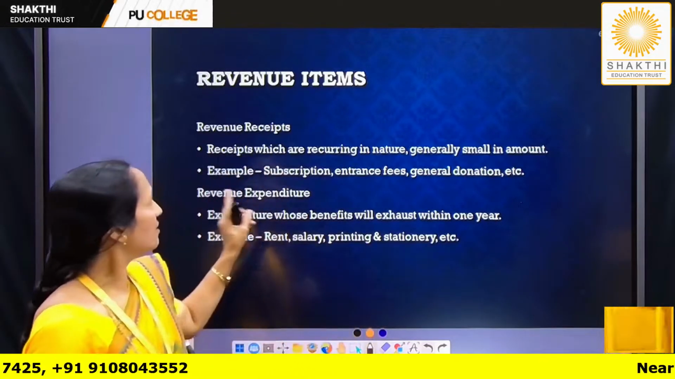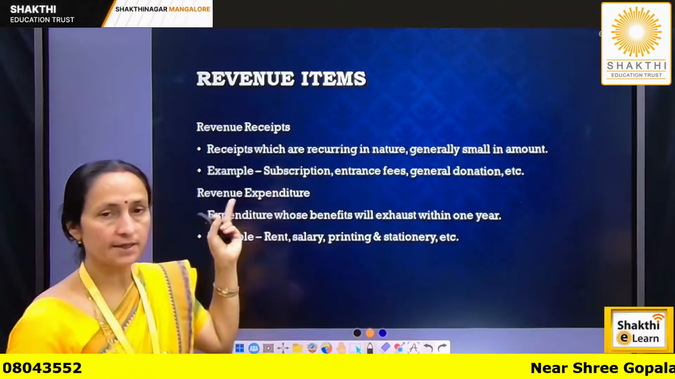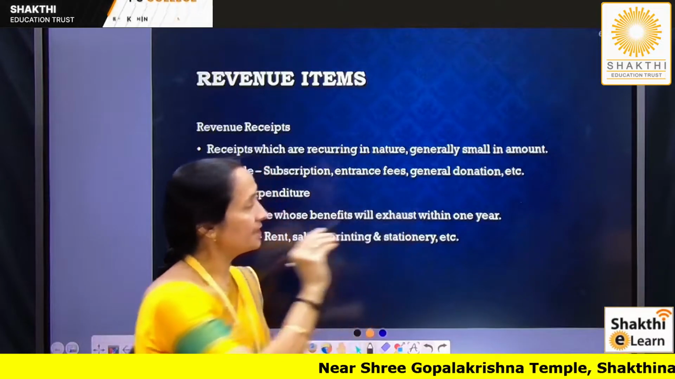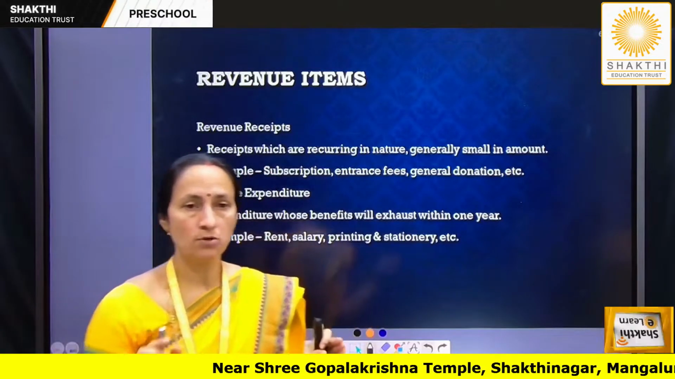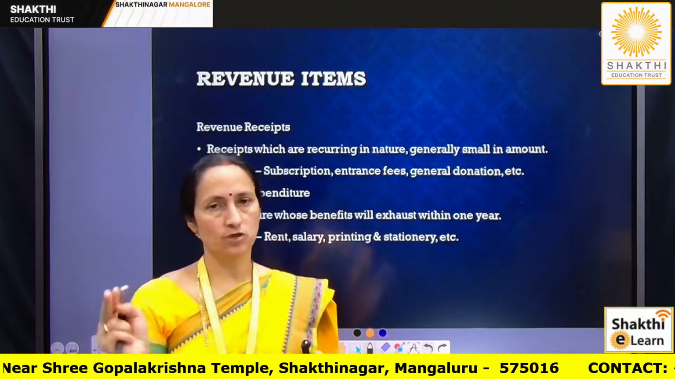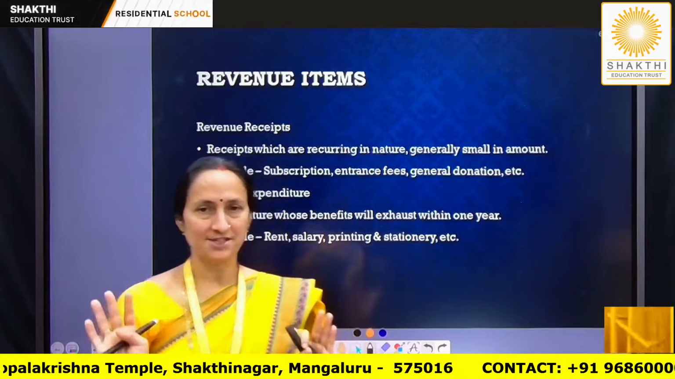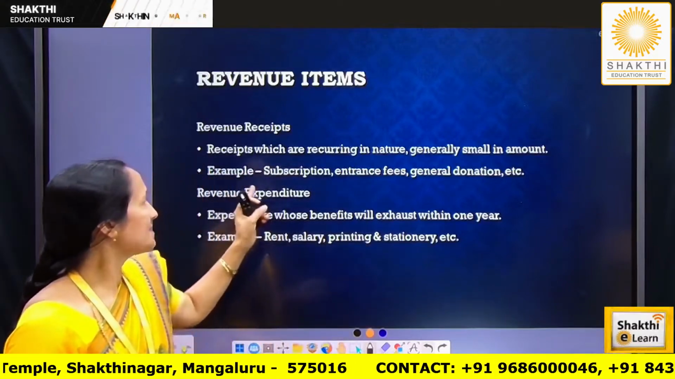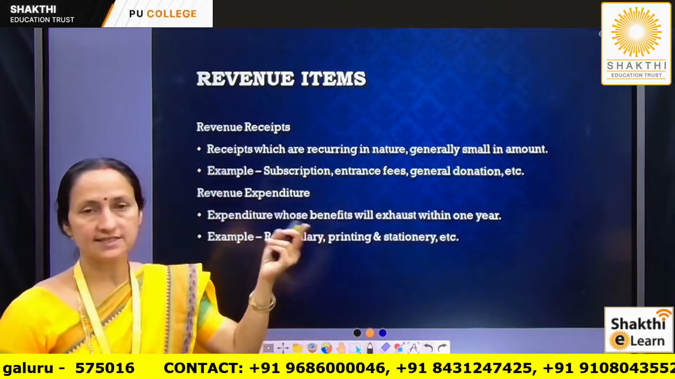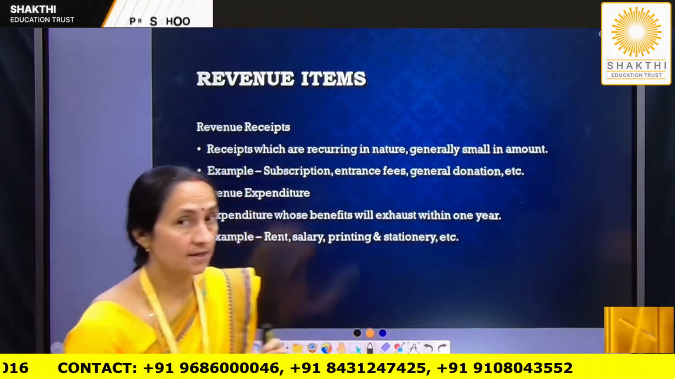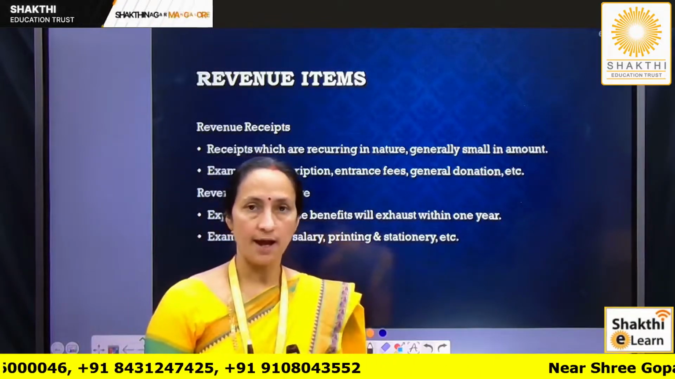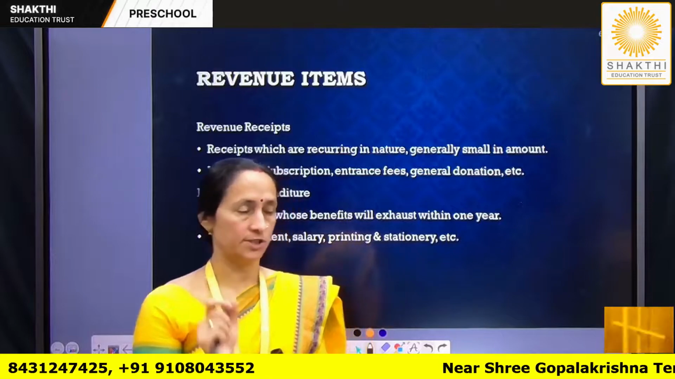Now, what do you mean by revenue receipt? Receipts which are recurring in nature, generally small in amount, not a huge amount. Subscription is normally 200 per person, 500, whatever it may be, depending on the reputation of the NPO also. For example, subscription, entrance fees, general donation, all these come here. You should know two things: such receipts are recurring in nature and small in amount, not huge.